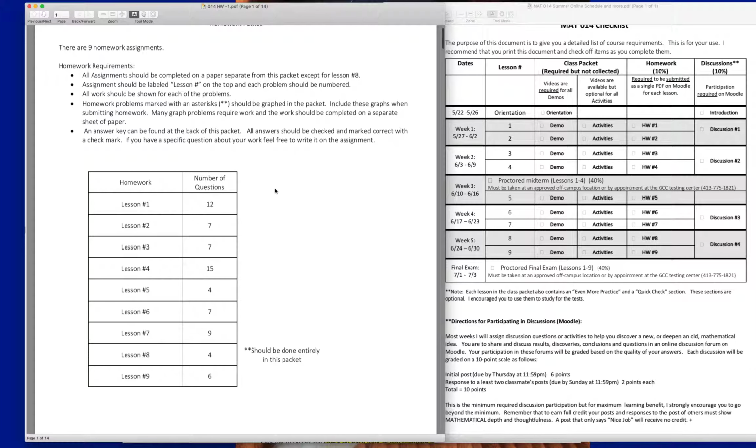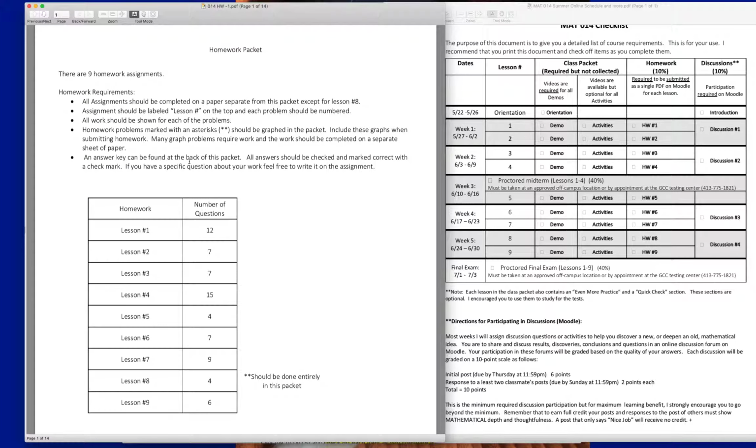So you're going to use maybe lined paper. You're going to label the top of the paper with the lesson of the homework you're doing. Each problem's going to be numbered. You're going to show all possible work for each of the problems.